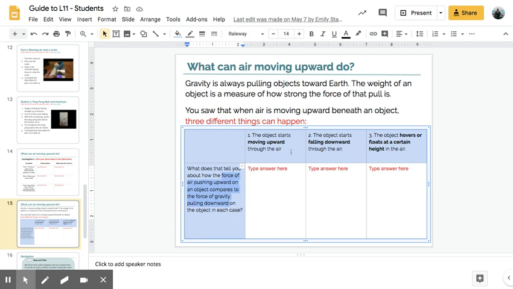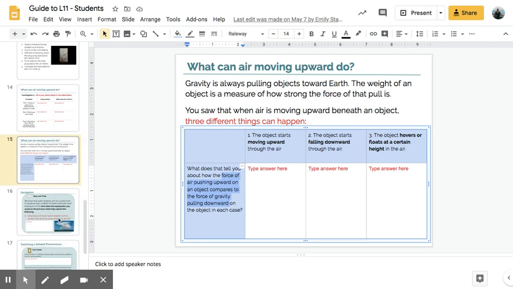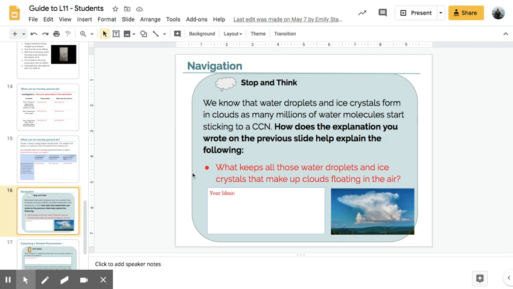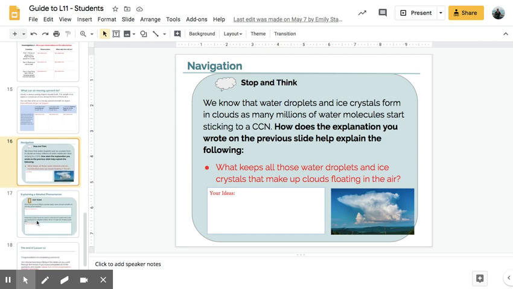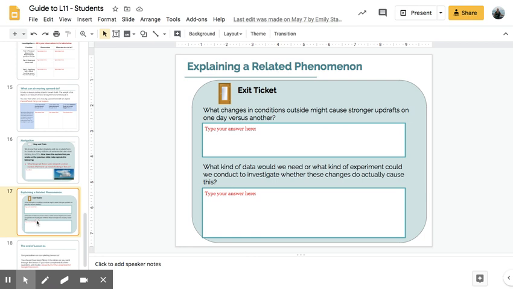So you have the object moves upward, the object falls downward, and the object hovers or floats, like stays in one spot. And then you start thinking about what that has to do with clouds. And then your exit ticket. So this is connecting to other situations, related phenomena.